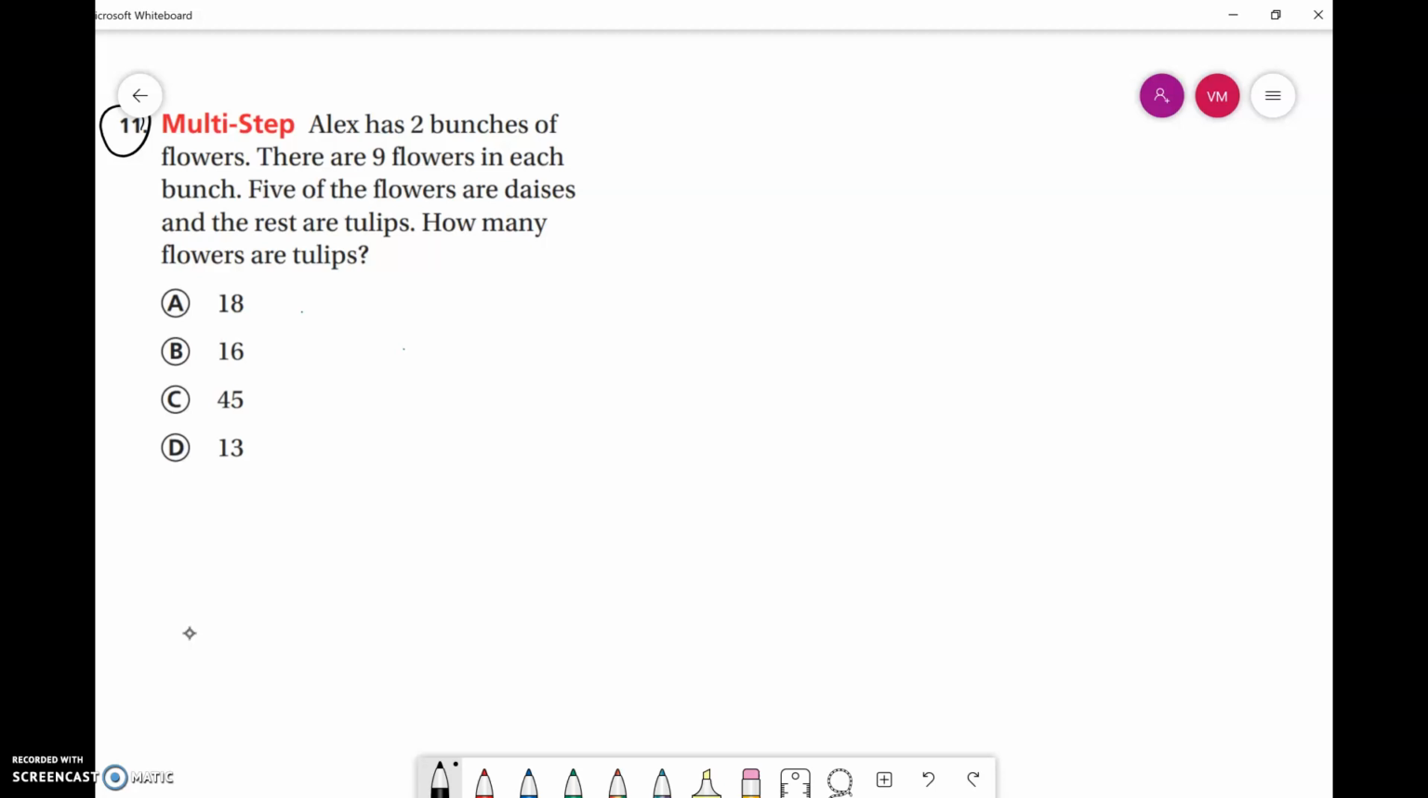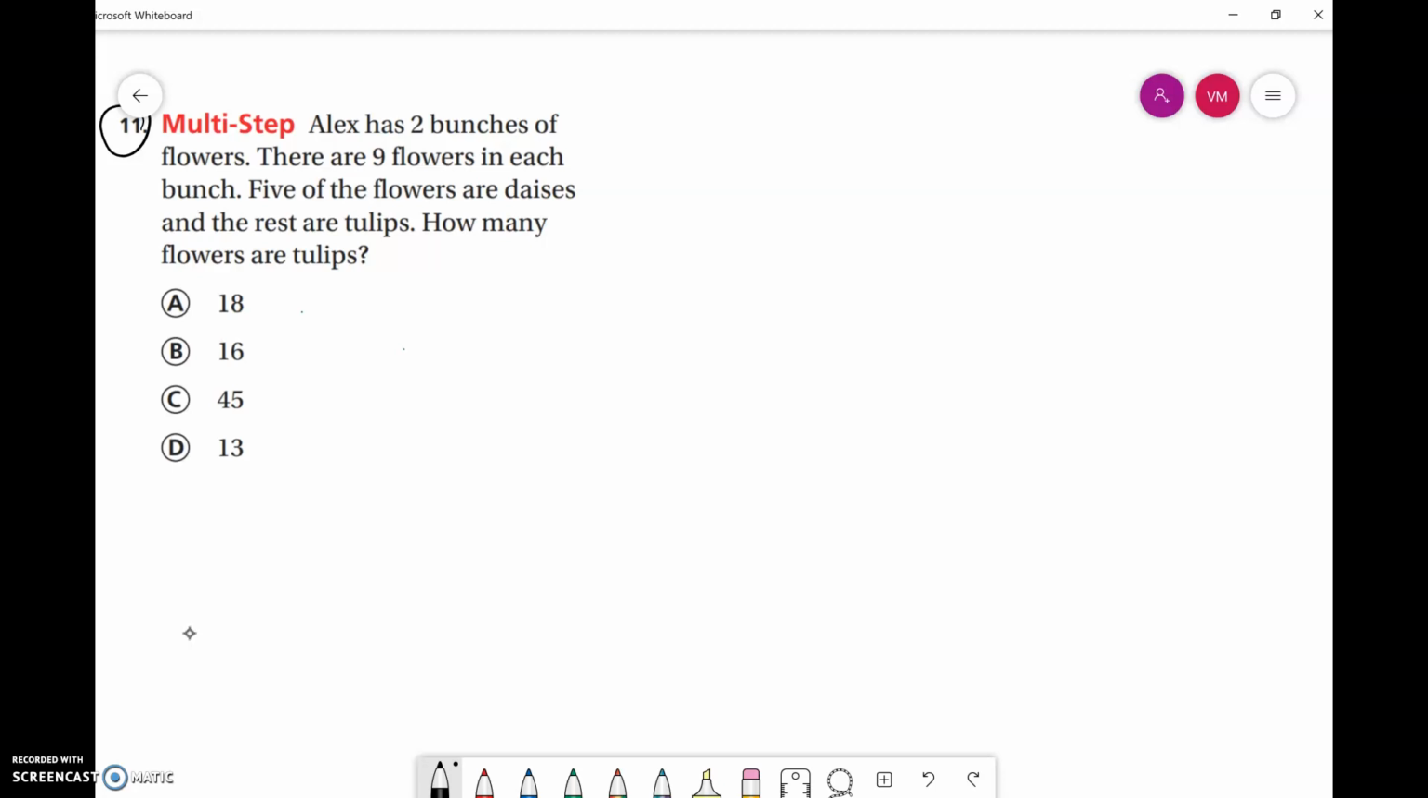So I'm going to go again. Alex has 2 bunches of flowers. There are 9 flowers in each bunch. 5 of the flowers are daisies and the rest are tulips. How many flowers are tulips? So it's kind of simple, but I'm going to have to start in order.